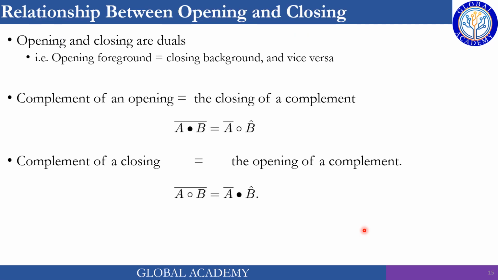So the relationship between opening and closing, once again: opening of the foreground is equal to closing of the background, and vice versa, as we discussed earlier, that it's all about the black and the white. Mostly morphology works on ones, and in routine, if we have some text or some images, we usually have a lighter background and darker foreground. So it's better to take the negative and then apply morphology.